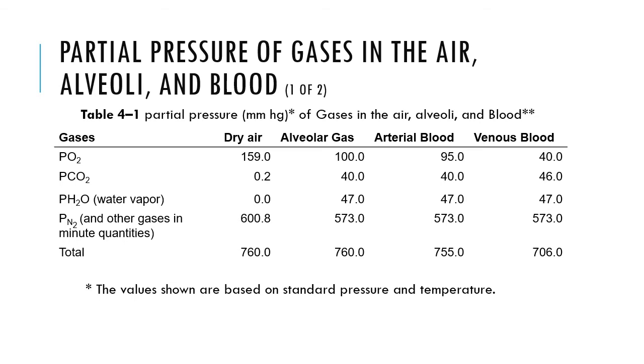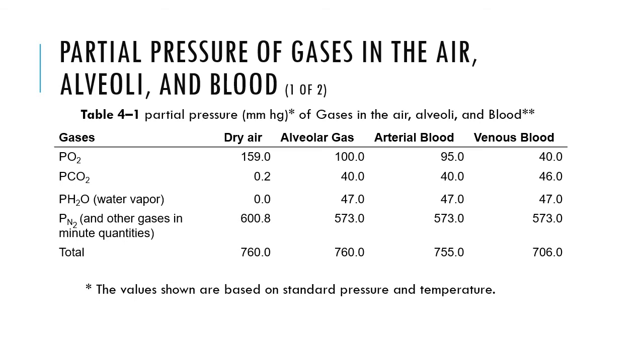This table, Table 4.1 on page 190 of your book, shows the partial pressure of gases in dry air, alveolar gas, arterial blood, and venous blood. Please note that even though the total barometric pressure is the same in the atmosphere and the alveoli, the partial pressure of oxygen in the atmosphere is 159 torr and is significantly higher than the partial pressure of oxygen in the alveoli at just 100 torr.